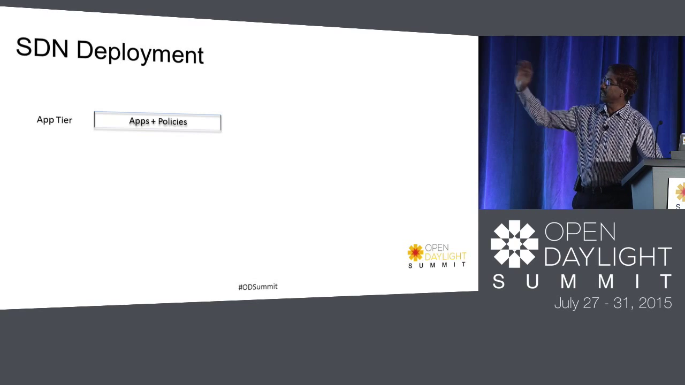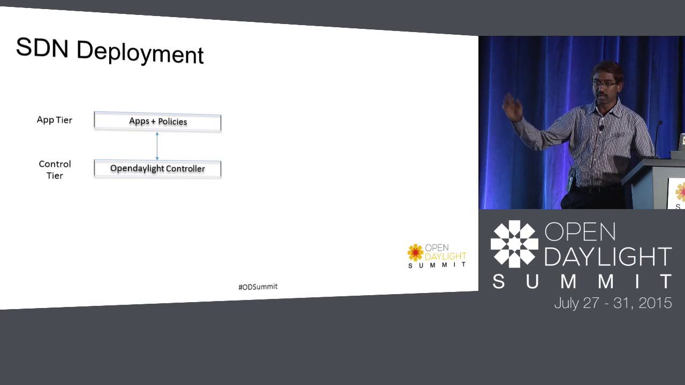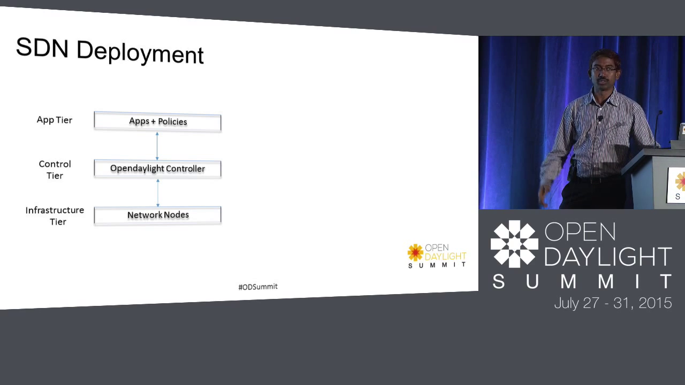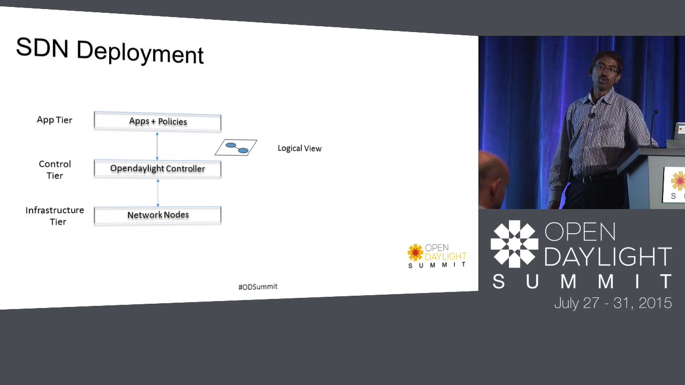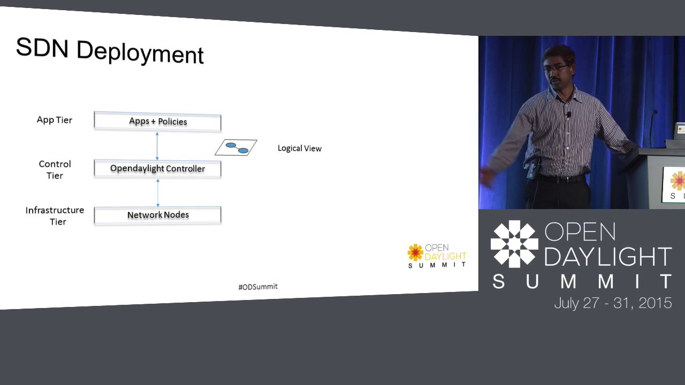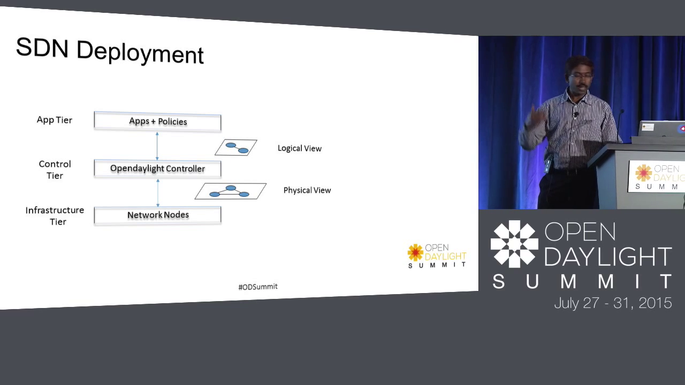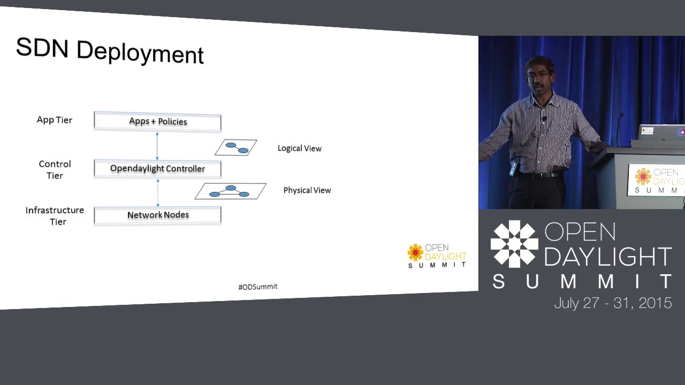So typically, I would say it as the app tier, which is essentially the apps and policies. Then you have the control tier, which is the OpenDaylight controller. And then the third one is the infrastructure tier, which is the real network nodes, right? When you look at it, the view differs. If I'm an app developer, I'm not worried about the intricate details of the physical topology. At the OpenDaylight controller, I'm interested in how many DPNs are there, how is the topology, and so on and so forth.